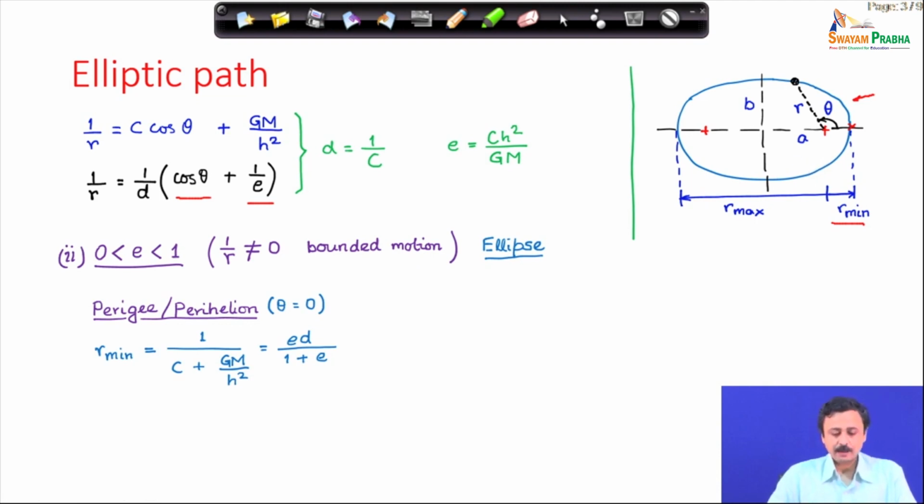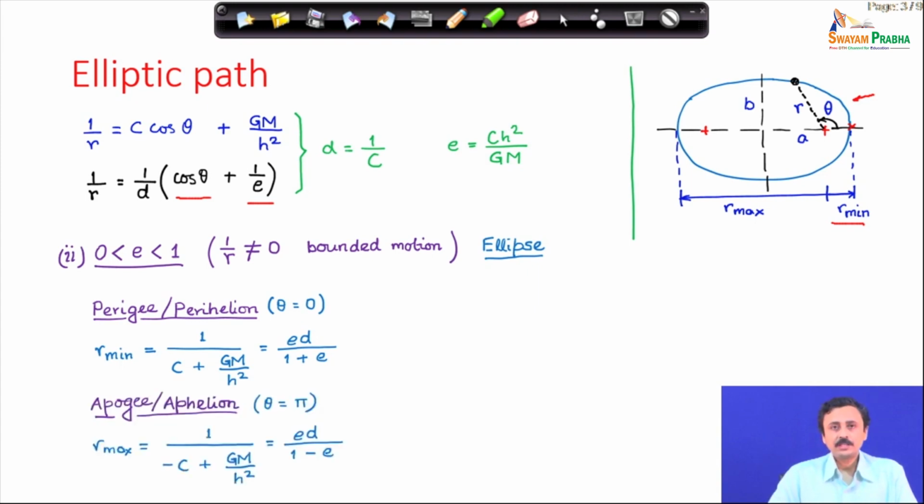Therefore, we can say, R min, I will just put theta equal to 0 in our expressions and get R min. So, theta equal to 0, cos theta is 1, therefore, R min is 1 over c plus g m by h square, and this is from the kinetic side. From the geometry side, the conic section side, if you put theta equal to 0, it is E d by 1 plus E, where E is the eccentricity. That is R min.